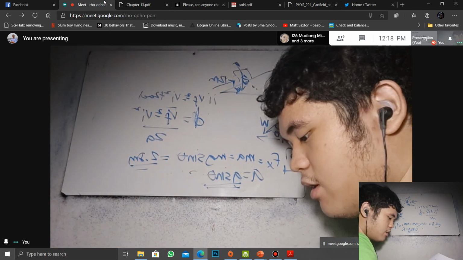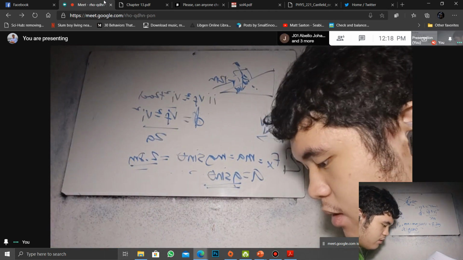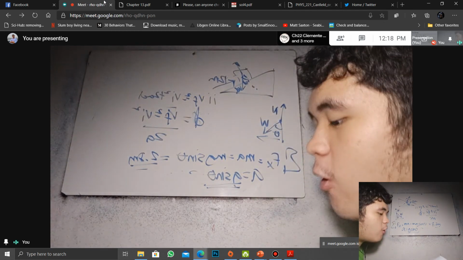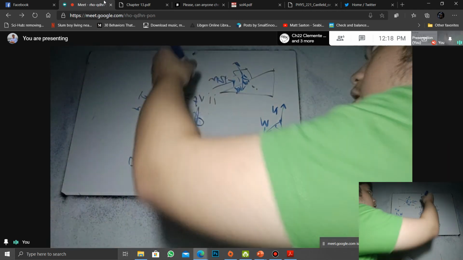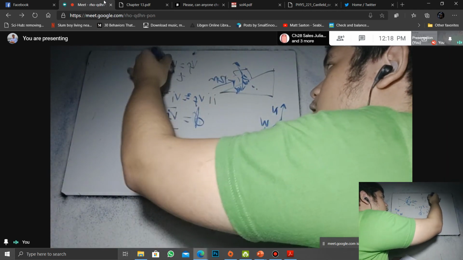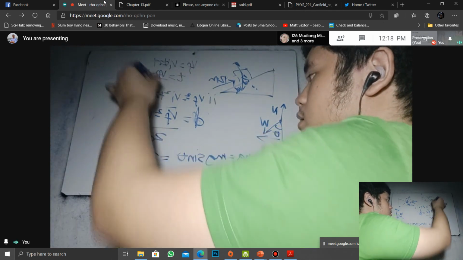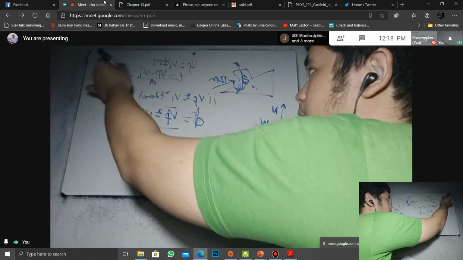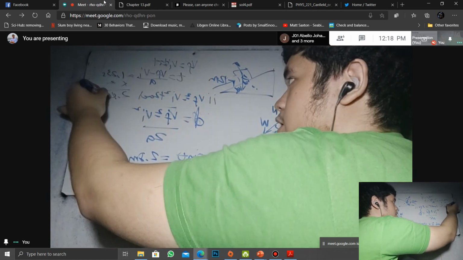Next, part 2. Time. Time going up is the same as time going down. So let's just get the time going up. Diba? Vf equals Vi plus at. t equals Vf minus Vi over g sin theta. You will get 1.23 seconds times 2, 2.46 seconds.